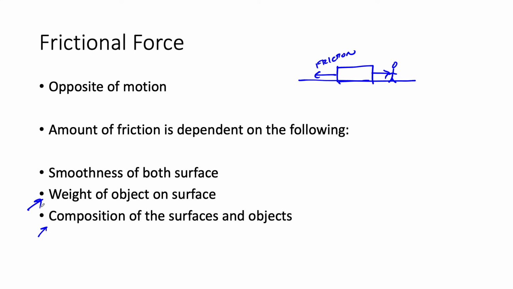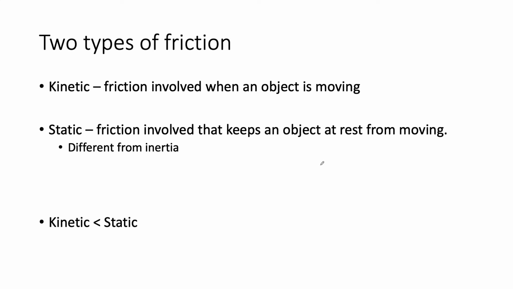Also, with that is the weight of the object on the surface. Increase the weight on the surface, you're going to increase the amount of friction. And the smoothness of the surface. You can have two pieces of metal that are rough. It's going to have a different amount of friction if you smooth it down and make it shiny and smooth. Frictional force all depends upon these three items. And we're going to have two different types of friction. We've got kinetic friction, which is involved in the object moving, and static, which keeps the object at rest from moving.